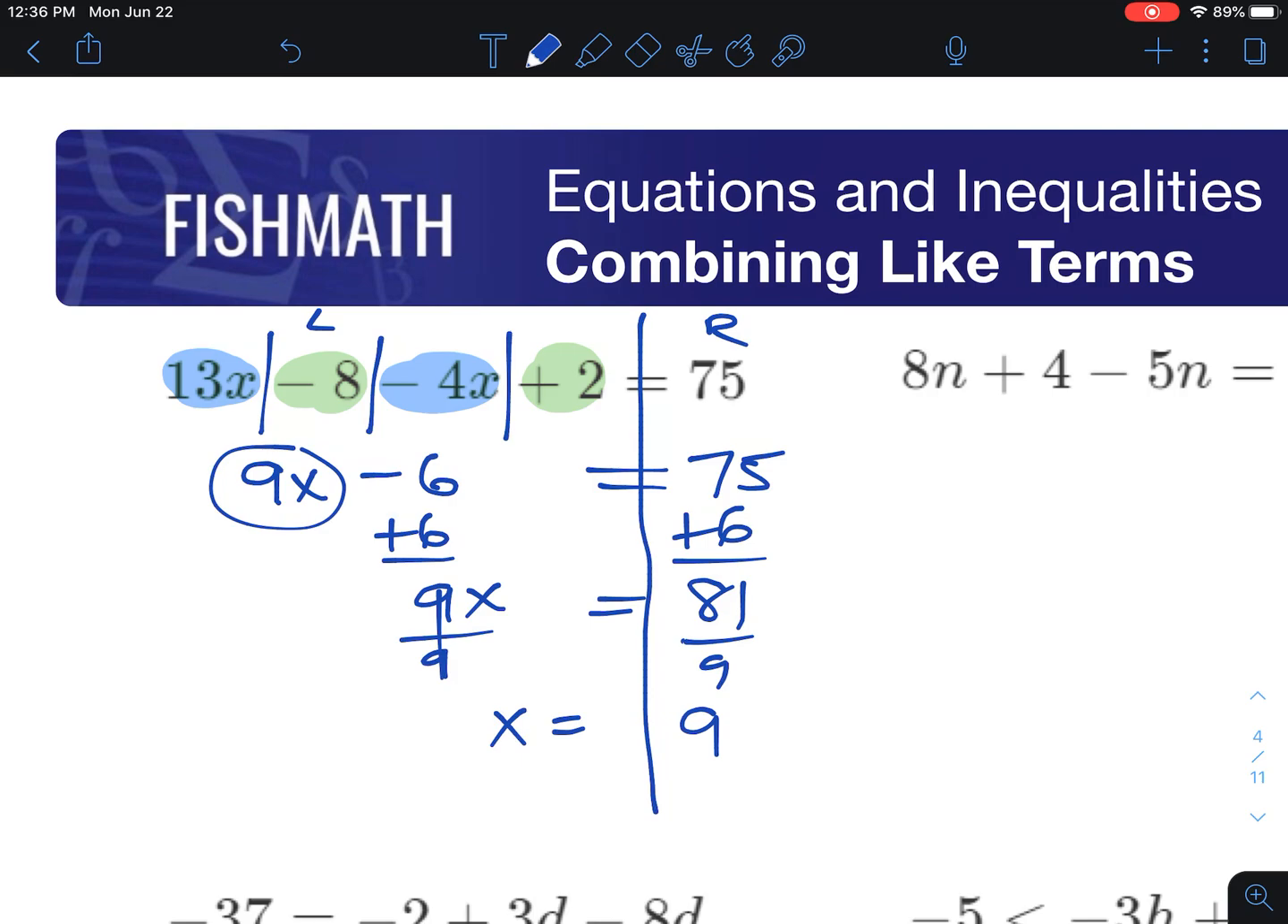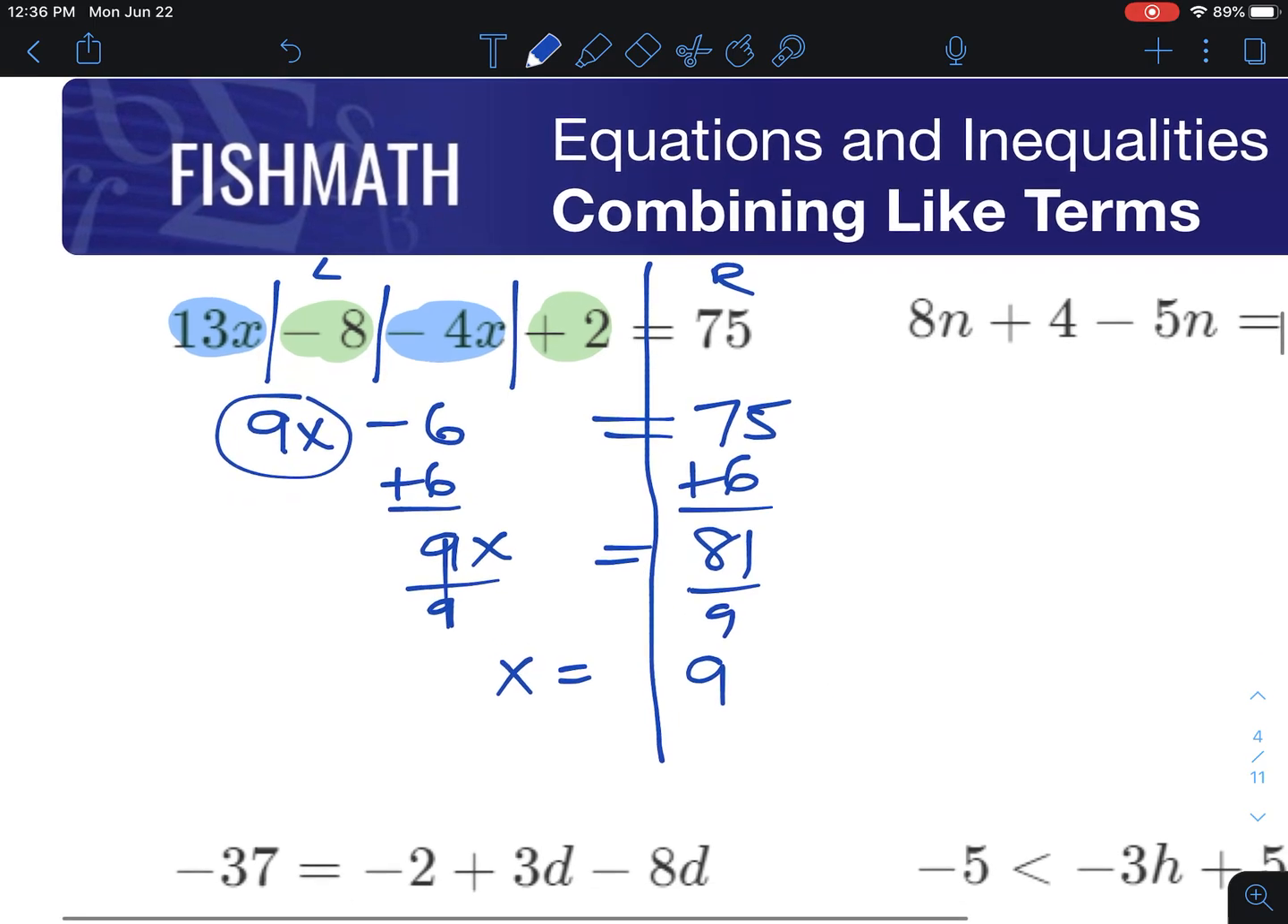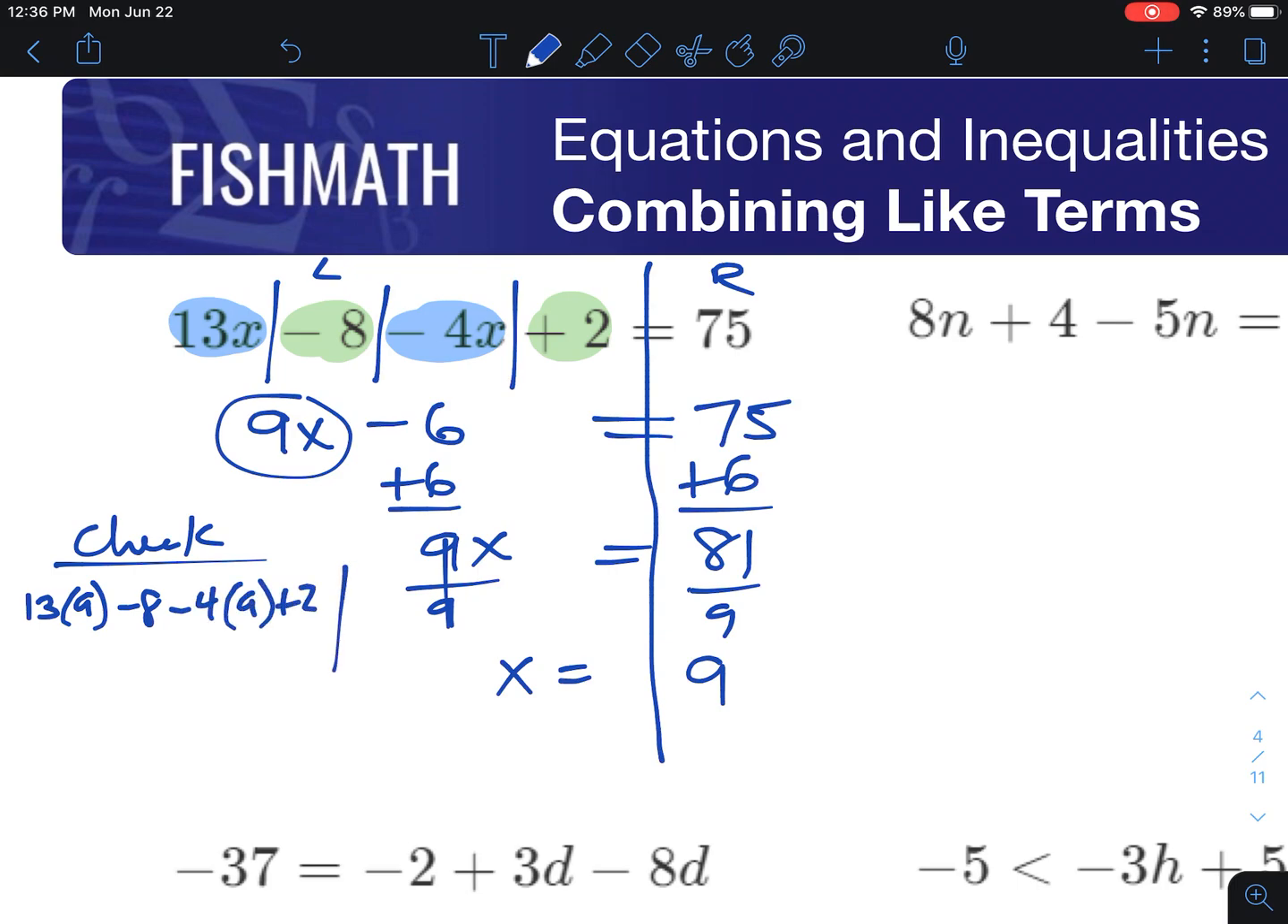To check your work, like always, just take your answer, plug it back into the original equation, because you could have made a mistake in one of the other steps, so go back to the original always, and make sure both sides are equal. So for our check, 13 times 9 minus 8 minus 4 times 9 plus 2, and the right side is 75. This is the left, this is the right. I took out x and plugged in 9 wherever I saw an x, here and here. Now, the left side should be 75, the right side should be 75, and then we're equal.